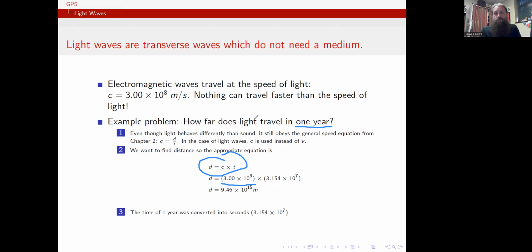So once I've got those conversions done, I just multiply the speed times the time, and I get a huge distance. And that's what you would expect if you have a very long time to travel, a year, and you can travel at an incredibly high rate of speed.